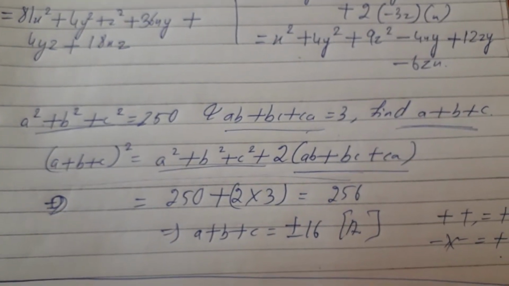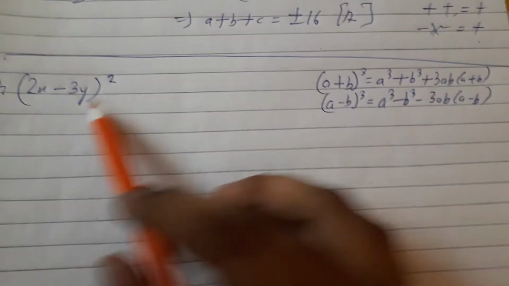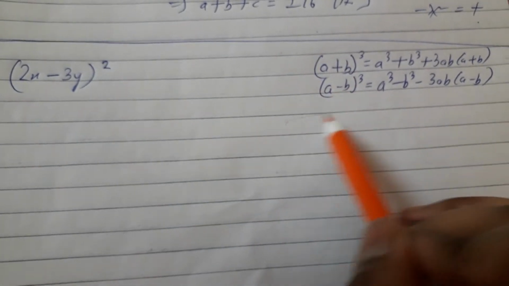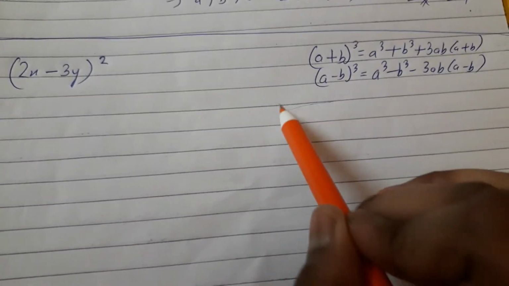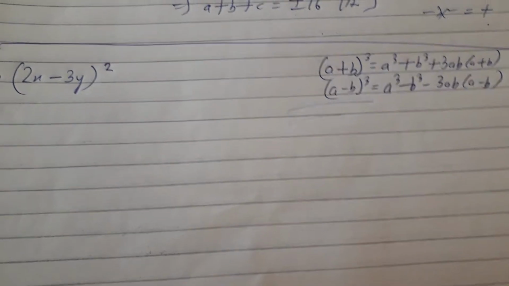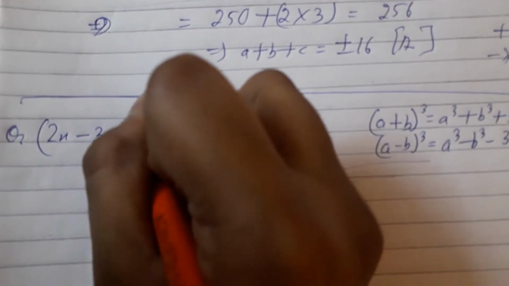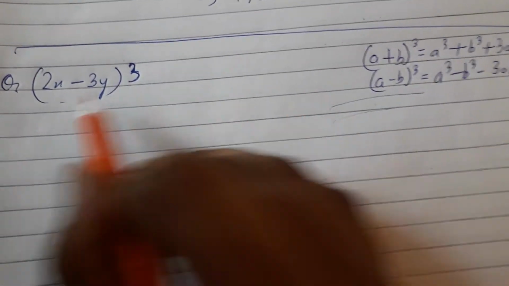Now see the next one. The next sums will be based on these two identities, that is (a + b) whole cube and (a - b) whole cube. You already know the formula. Now see, this will be your cube. Now see, this is your (a - b) whole cube.